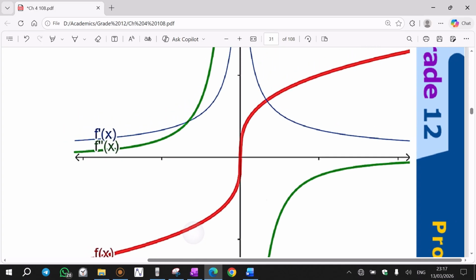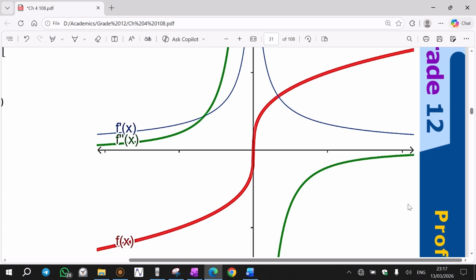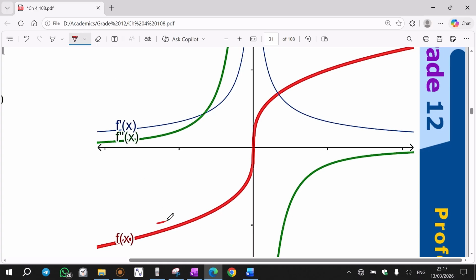Let's recall some comparison between the graph of f and f prime along with f double prime. Here f is increasing, right? F is entirely increasing, which makes f prime always positive. This curve is f prime. It is above the x-axis. When I say f is increasing, I have to say f prime is positive.